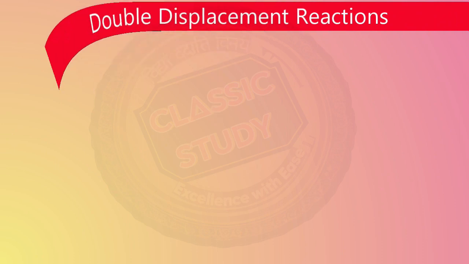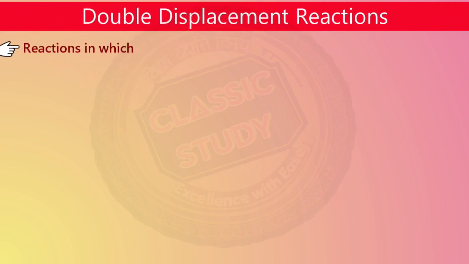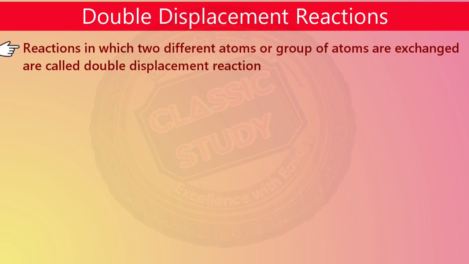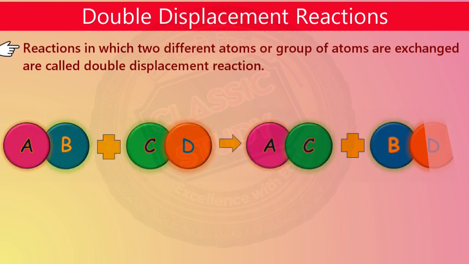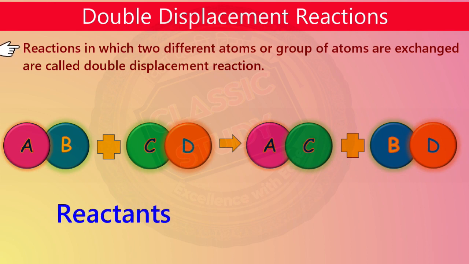Next is double displacement reactions. Double displacement reactions are reactions in which two different groups of atoms are exchanged. For example, we have a compound AB and a compound CD. When they are put together, they undergo a double displacement reaction and there is swapping of the elements. So the product is AD and CB.